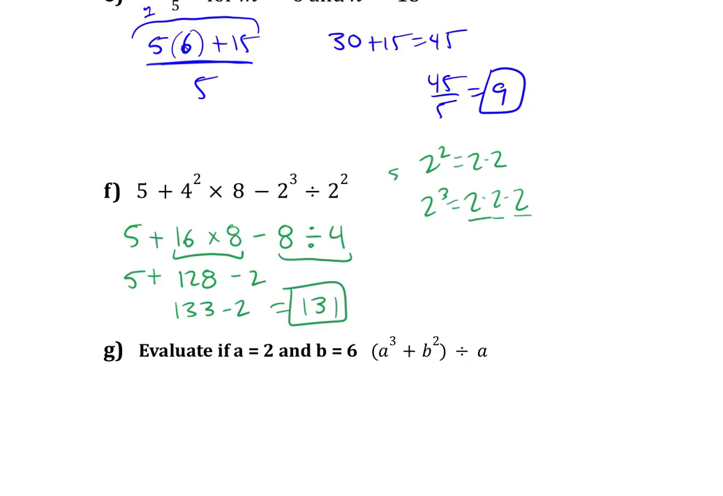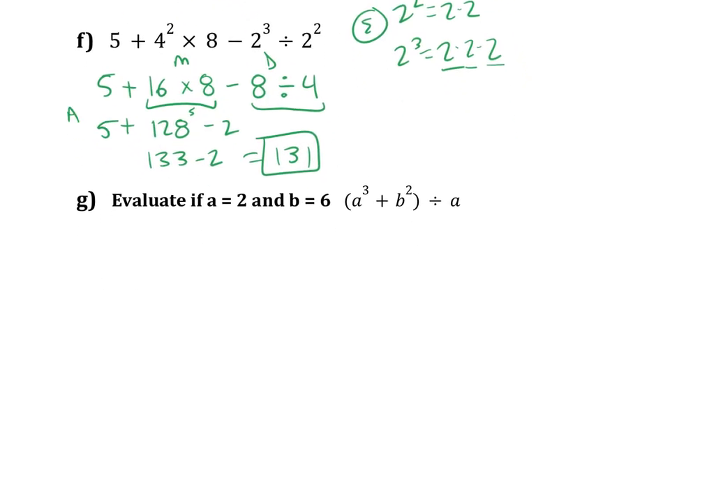So I did exponents first, then I did multiplication and division, same step, then I did addition and subtraction in the next step. All right, so let's take a look here. The way this is written, I have to do everything inside of the parentheses first, and then my last step is divided by A. So if I substitute in there, I'm going to take that whole thing divided by 2.